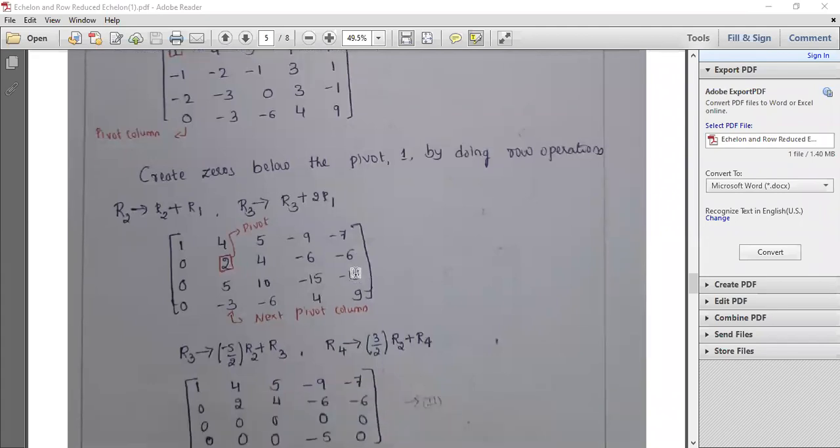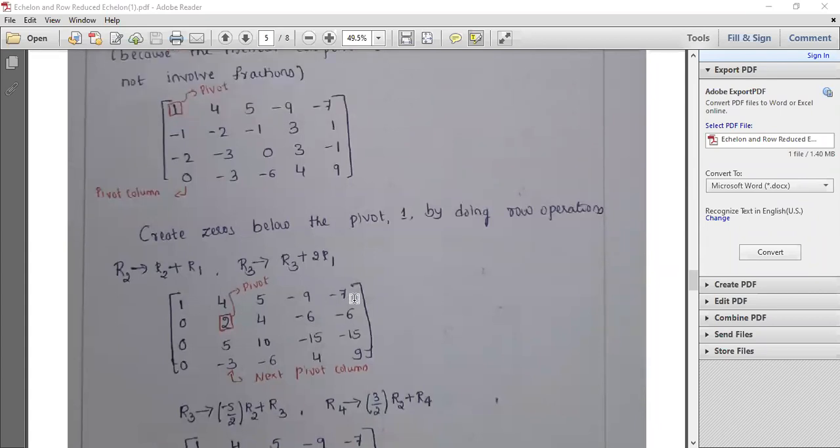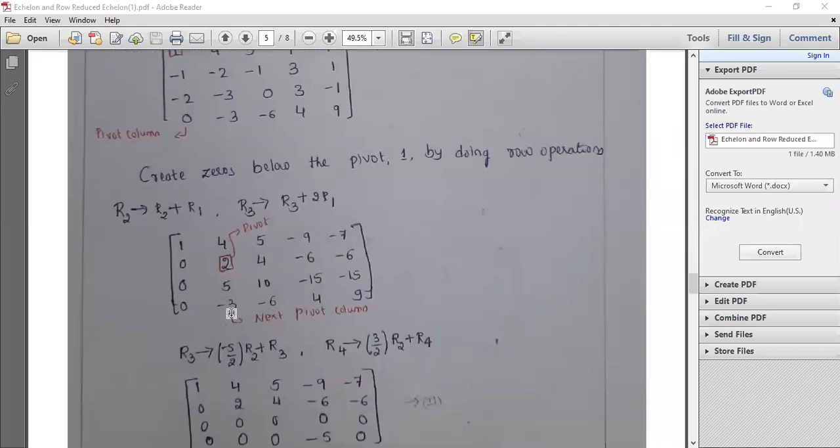Okay. So after doing this, I'm getting 1, 0, 0, 0. Then this is 4. R1 remains the same. R2 will be 2, 4, minus 6, 6. Please do these calculations, okay? So this is just R2 plus R1: minus 2 plus 2, minus 2 plus 4, minus 1 plus 5, plus 3, minus 9, plus 1, minus 7. Do this and just see the changes. So here you get 0, 5, 10, minus 15, minus 15, and row 4 is as it is. So here you can locate the second pivot element. This is my next pivot element, and this column will be called the next pivot column.